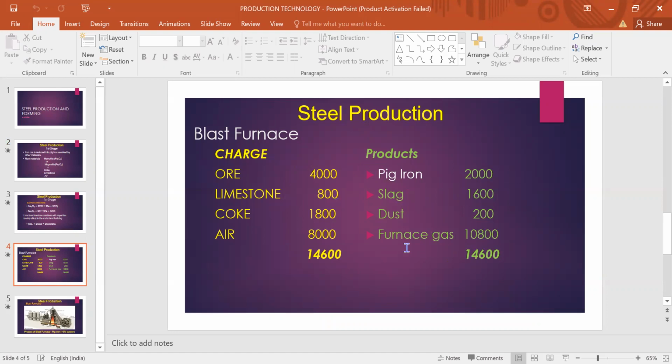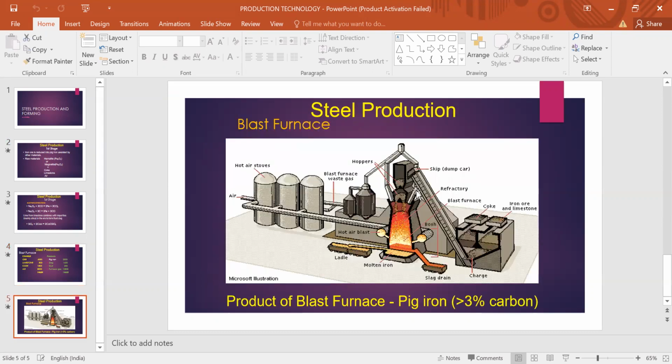But there are two types of gases as byproduct: carbon monoxide and blast furnace gas. There are so many things there, but the products are pig iron, slag and dust. So this is the type of blast furnace producing pig iron with greater than 3% carbon.